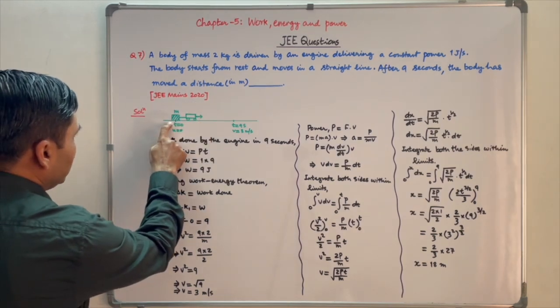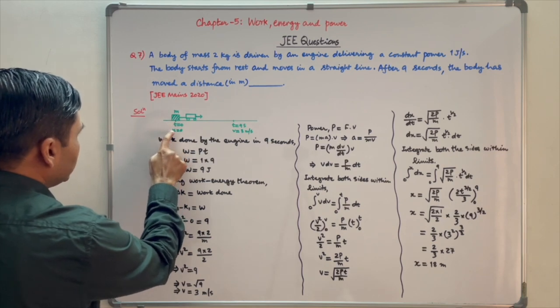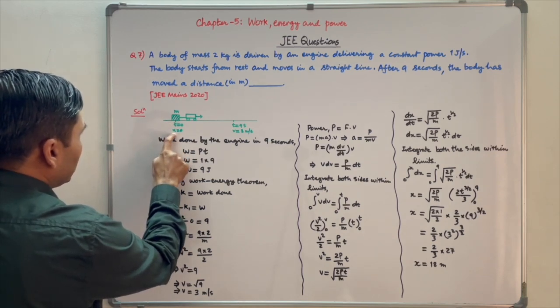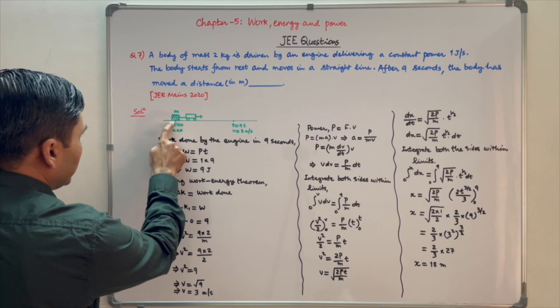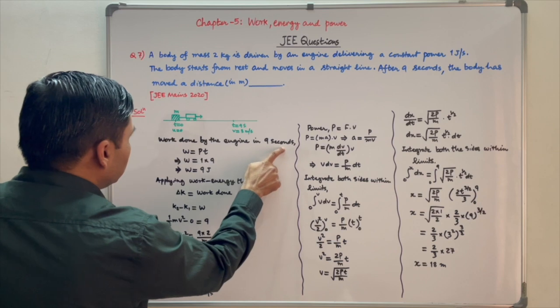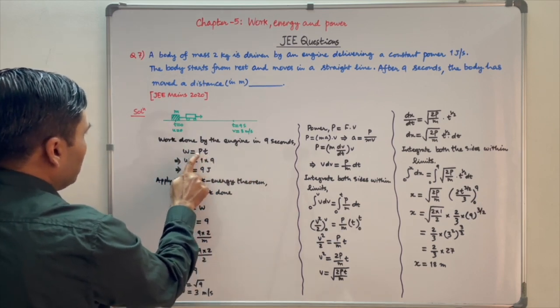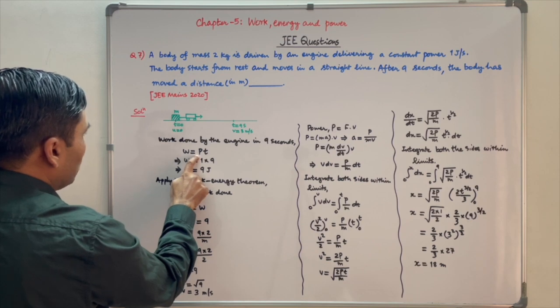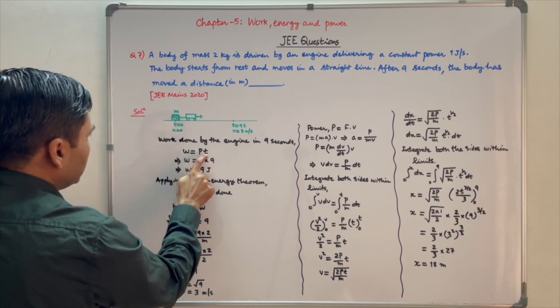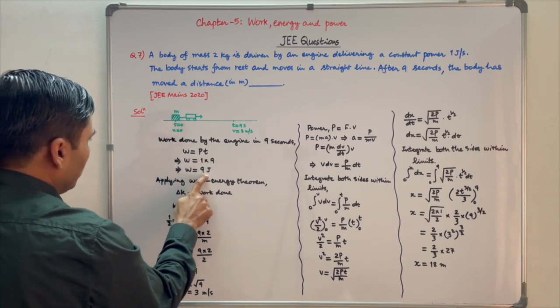Suppose this is the body that is getting driven by this engine. At t is equal to 0, the body was at rest. We have to calculate the distance traveled by the body in 9 seconds. Work done by the engine in 9 seconds is given by the formula W is equal to power into time. Power is constant, which is given as 1 joule per second. Time is 9 seconds. So work done by the engine in 9 seconds is 9 joule.